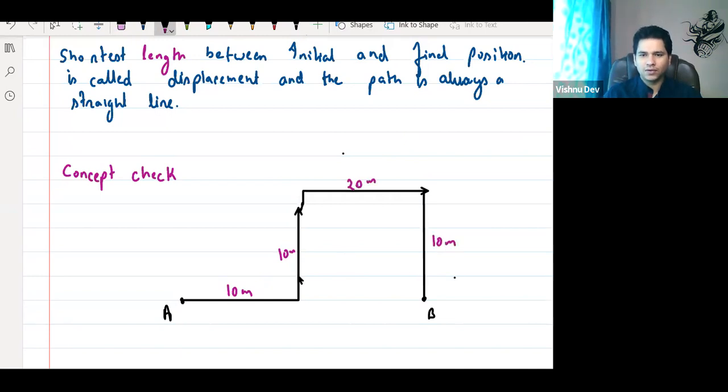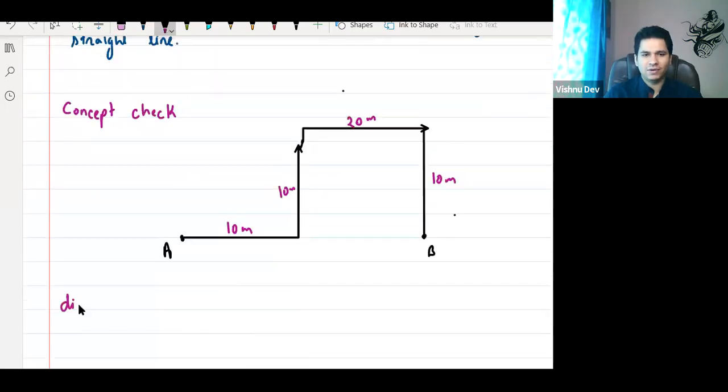Now tell me, what is the distance between A and B? Tell me, distance between A and B, what is that? I hope it is easy, guys. Raise your hand. Yes. Very good.